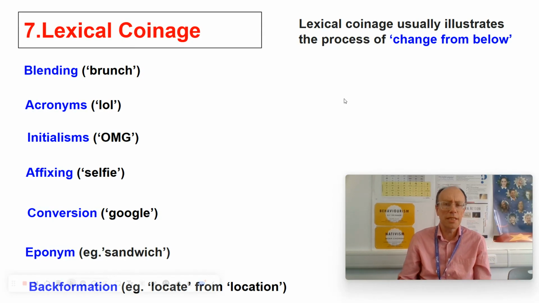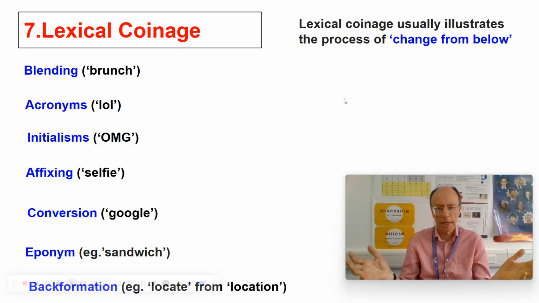Okay, so lexical coinage is a really interesting process because what it essentially demonstrates is change from above. These are not produced by committees of learned people getting together and deciding, let's create a new word for whatever it is. These arise out of need, okay, because language is a socio-cultural phenomenon. It reflects society, so we need the creation of new words.